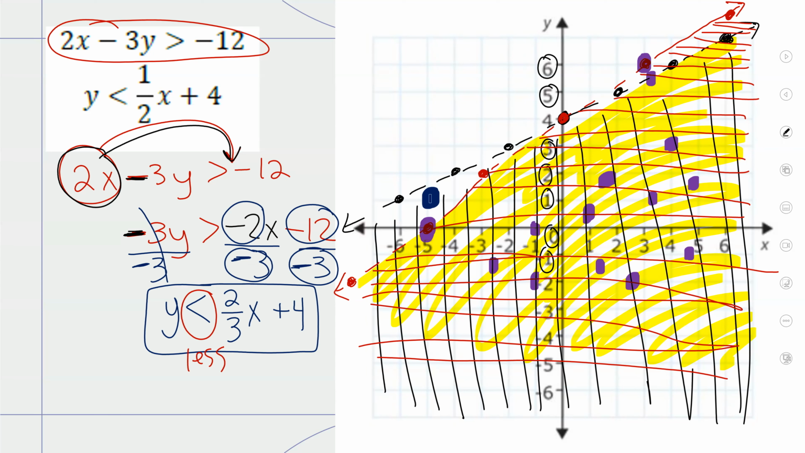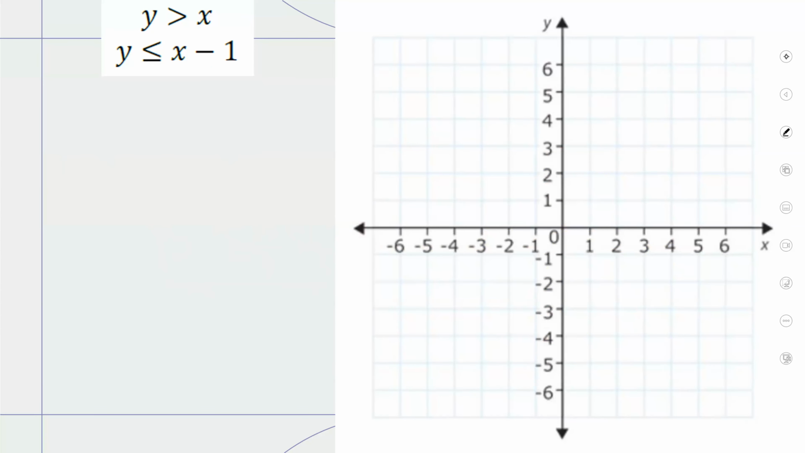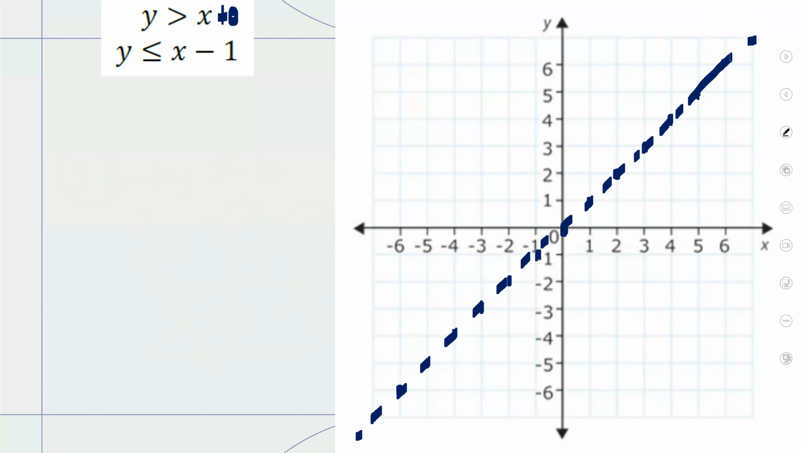Let's see if there's more examples here. Okay, this says y is greater than x. You can imagine your y-intercept being 0. So you start at 0, and then my slope is just up 1 over 1. I'll go in both directions. And this will be a dashed line because there is not a line underneath. So this is my line.